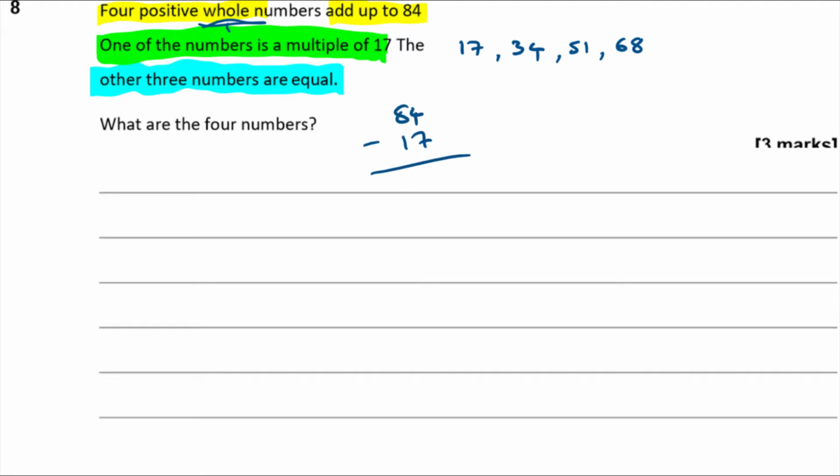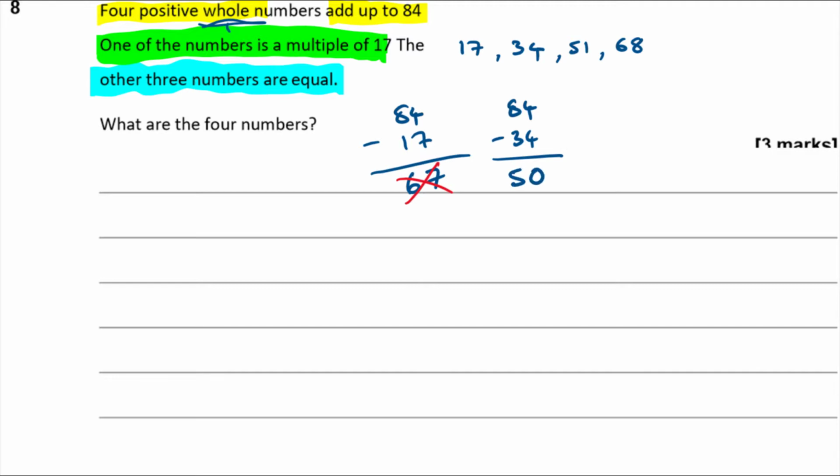That is going to be 67. Is that a multiple of 3? No. It's not a multiple of 3, is it? Because 60 is a multiple of 3. 60, 63, 66, so 67 is not going to be. Okay, so I don't think that can be the answer. What's the next one? Let's try 84 subtract 34. What would we get then? So 84 subtract 34, that leaves me with 50.